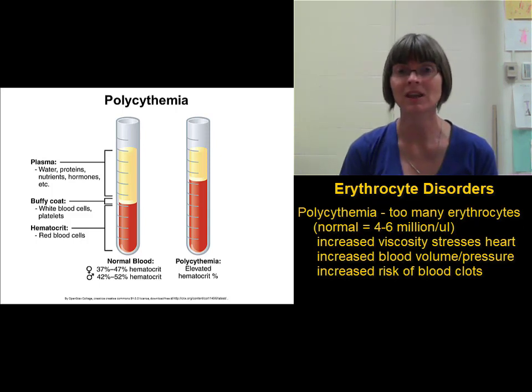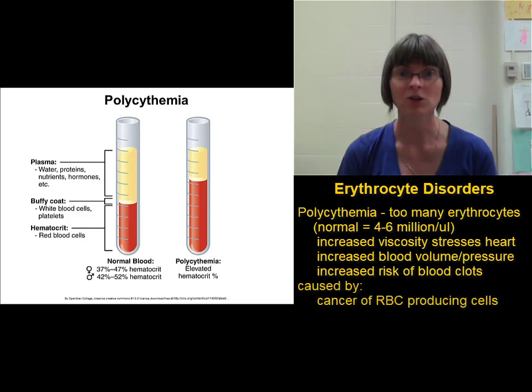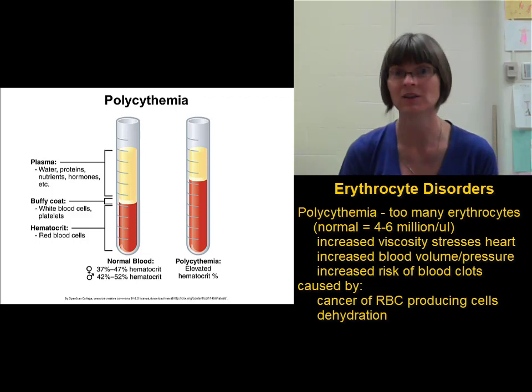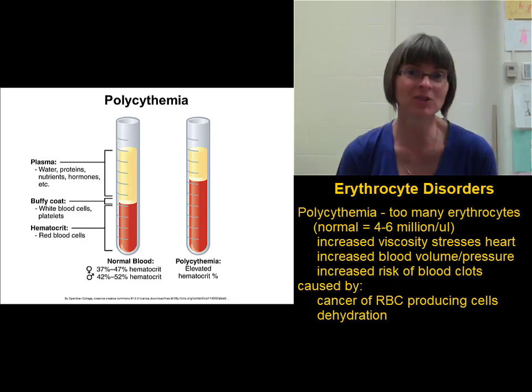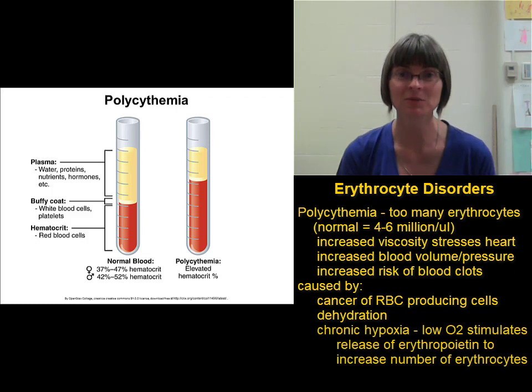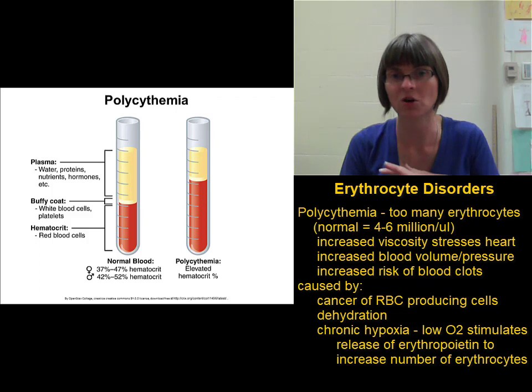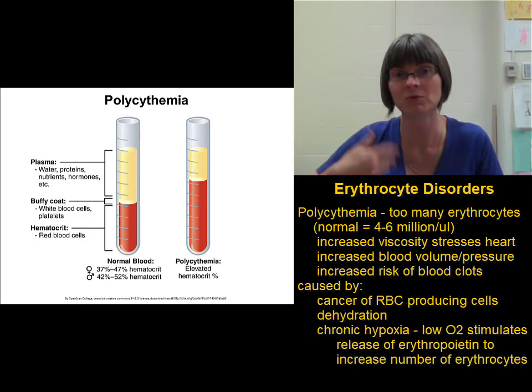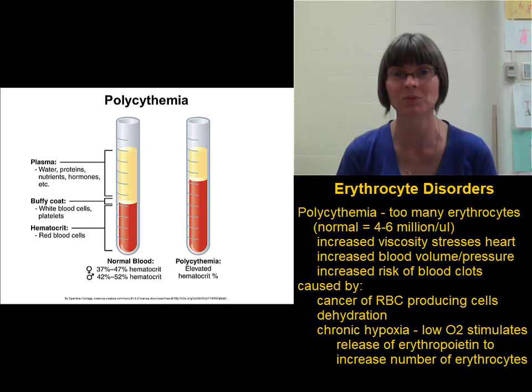There are a number of things that can cause polycythemia, including cancer of the red blood cell producing cells, dehydration, that simply reduces the volume of the blood so the cells get packed closer together so you have more cells per microliter. And my favorite is chronic hypoxia. Hypoxia refers to a low level of oxygen. If your body experiences a chronic low level of oxygen, then your body is constantly producing more erythropoietin to try to increase the number of red blood cells, and that can lead to polycythemia.